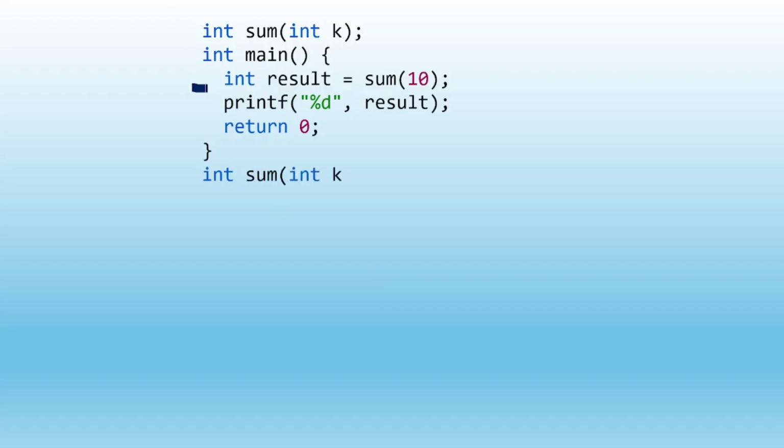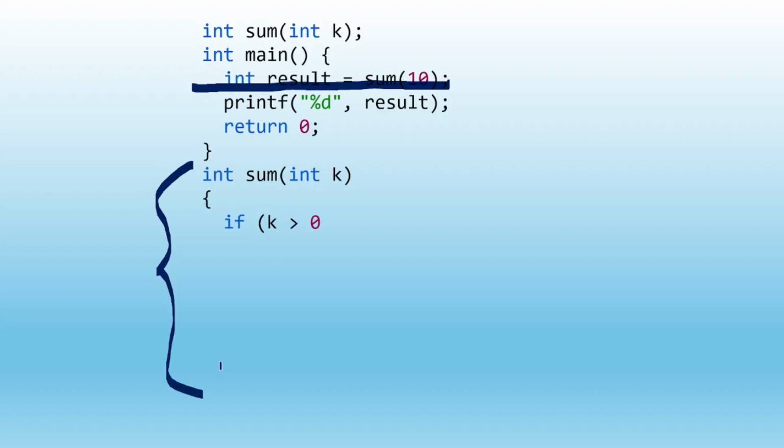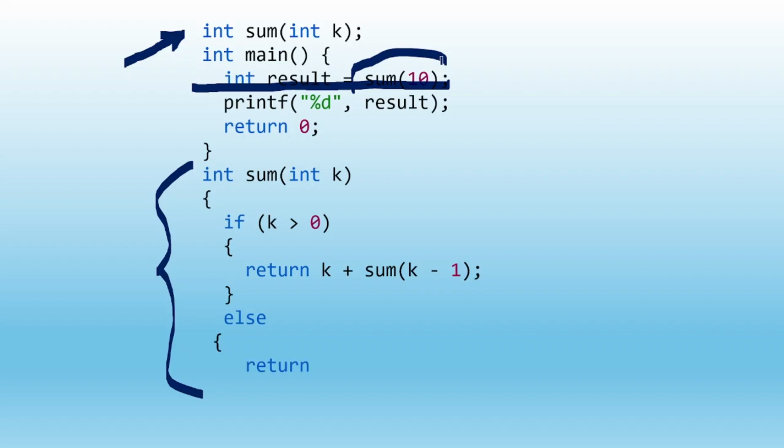So at this function call, this function definition will be executed. This particular part is called the function declaration. This is the function call. Here we are actually making the function call. As my function return type is integer, the value is getting stored in the result variable. The result of the function sum(10) that we are calling will be saved in the result variable.